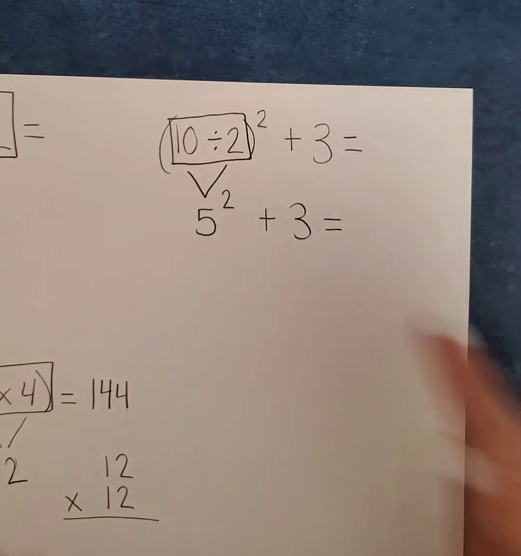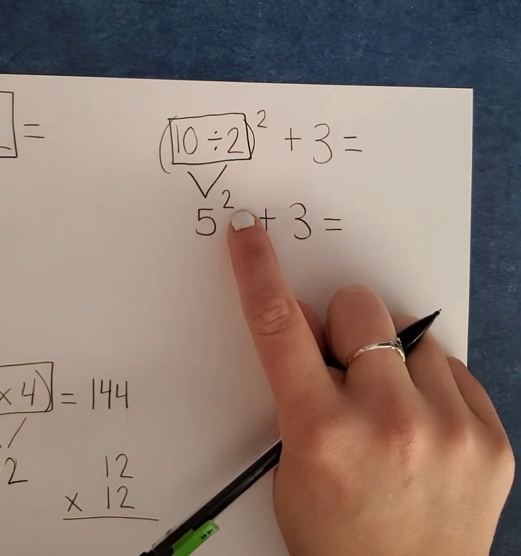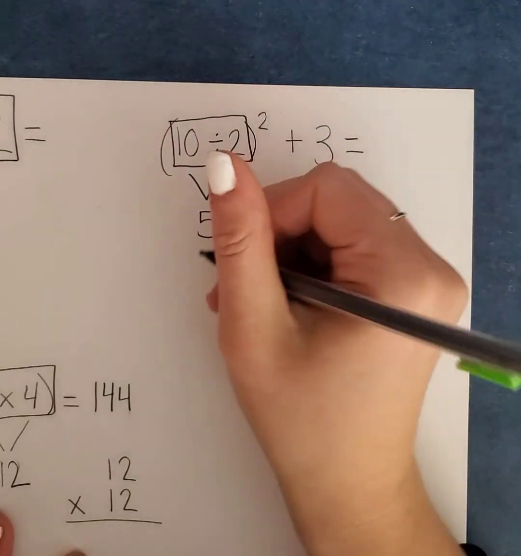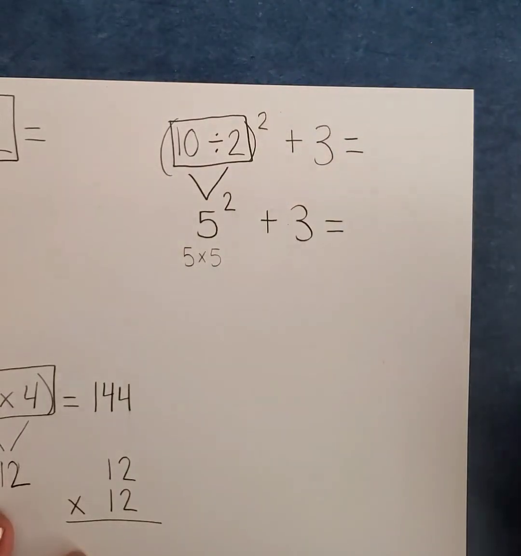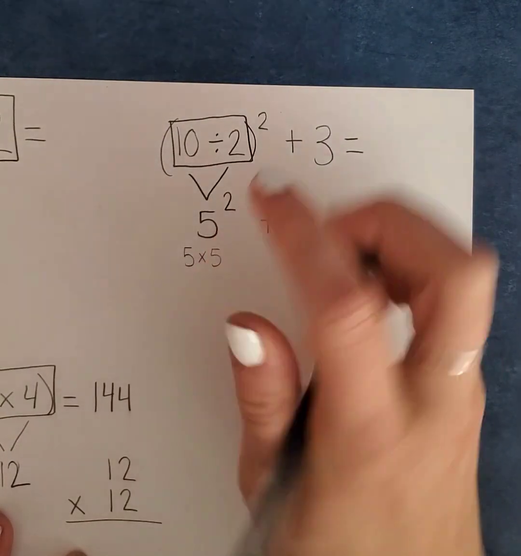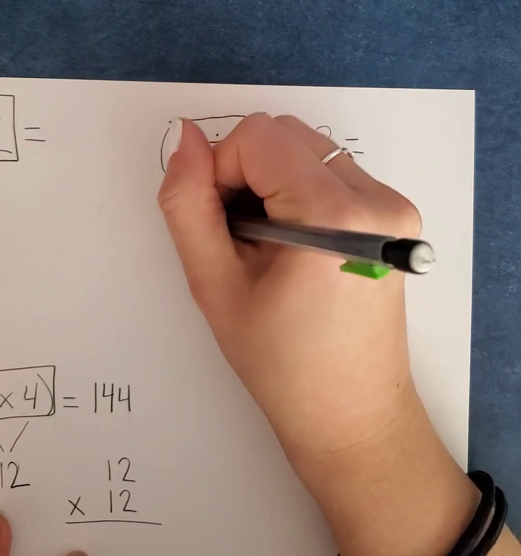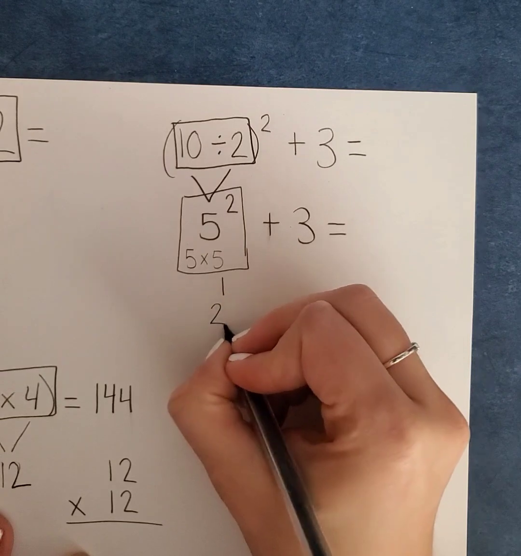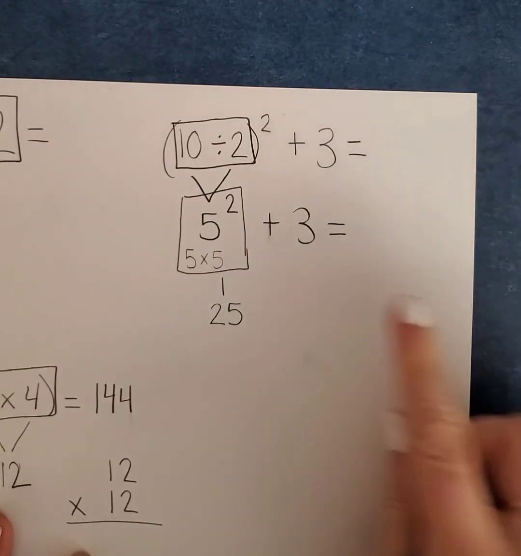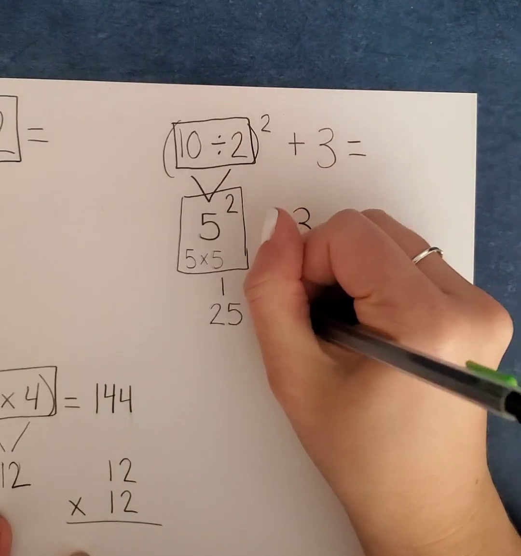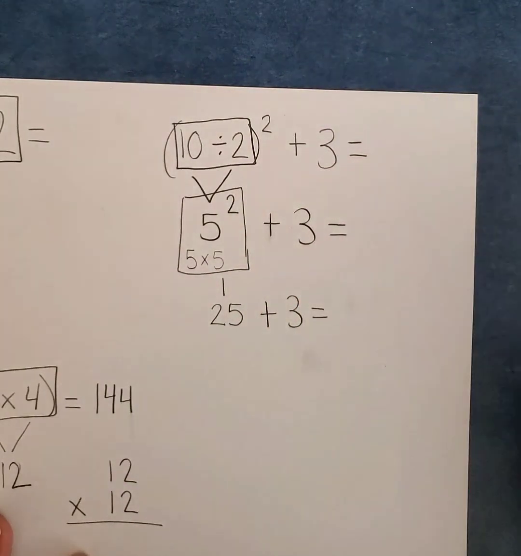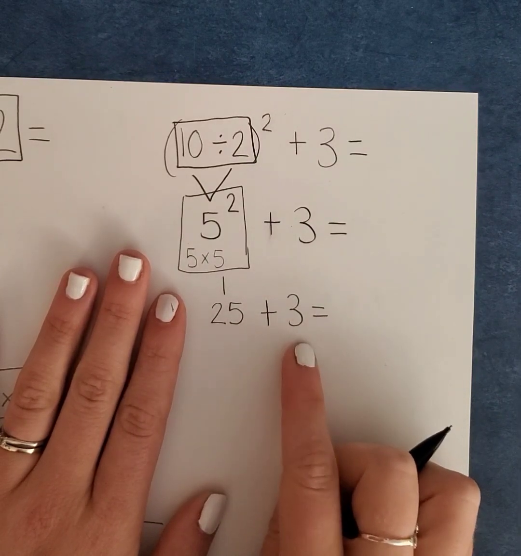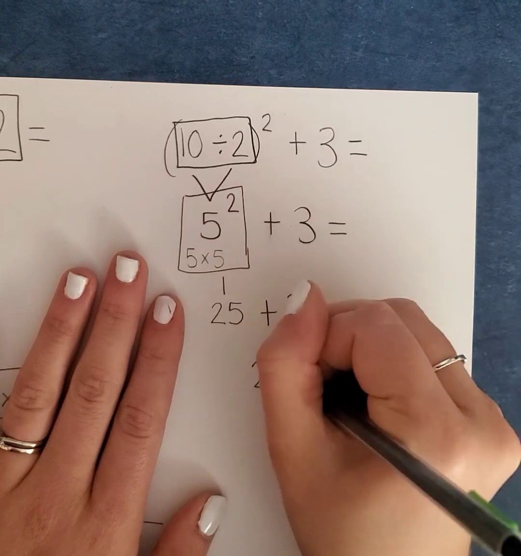Now, the next step after the parentheses is E for exponents, the little number in the corner. That little number, 2, 5 to the power of 2, I know that means it's 5 times 5. That's this number multiplied by itself. So I am doing this step right here. And I know 5 times 5 is 25. And again, I bring down anything that's not in that box. So plus 3. And finally, I only have one thing left to do. 25 plus 3 is 28.